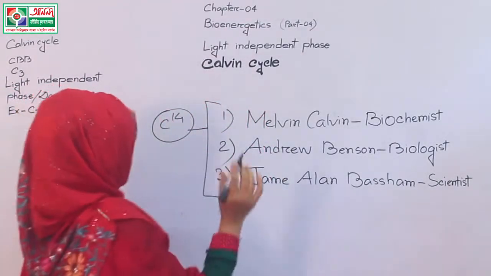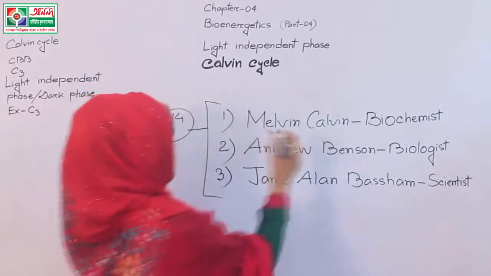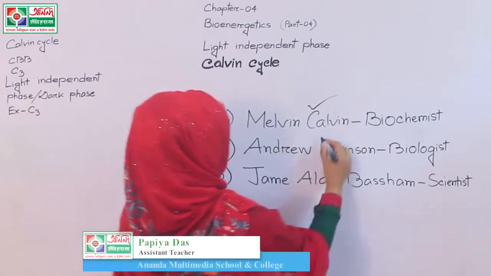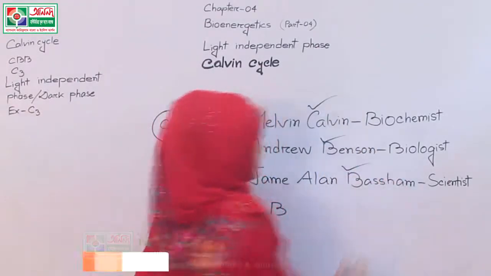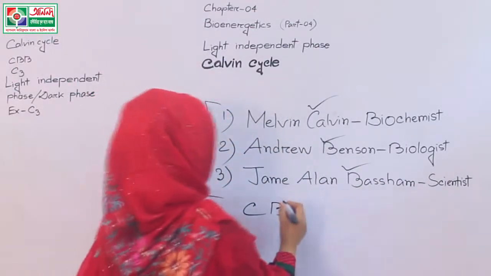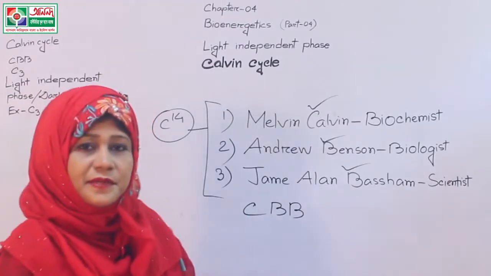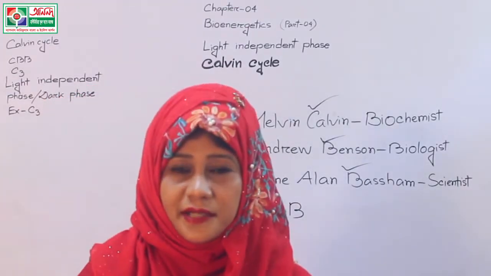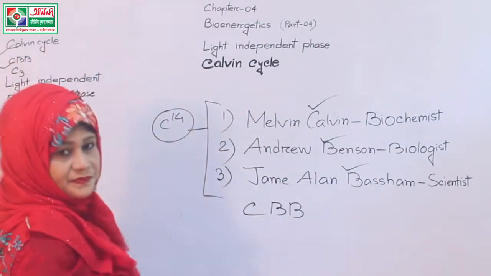And we can also call this cycle the CBB cycle. C from Calvin, B from Benson, and another B from Bassham. So the Calvin cycle is also known as the CBB cycle after the names of these three scientists.